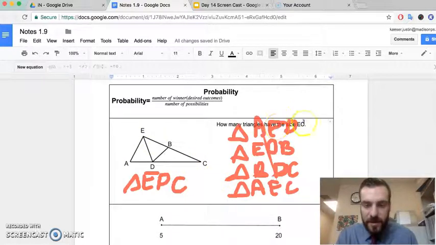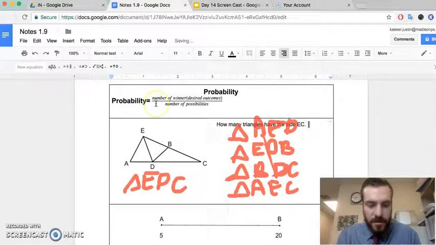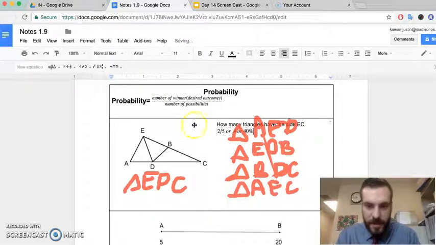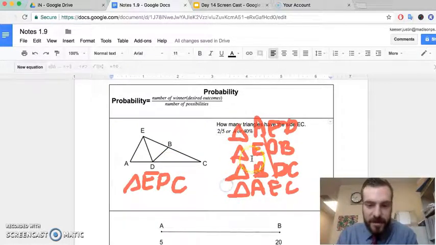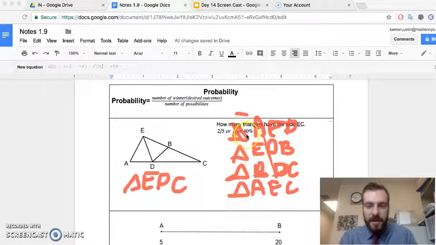So we have 2 out of the 5. So our probability is just 2/5, or 0.4, or you could say also 40%. So here our number of winnings is those 2 EC sides. The number of possibilities is our 5 triangles. Again, the nice thing about a video is if you ever get lost or want to rewind, you can always rewind to get another explanation.